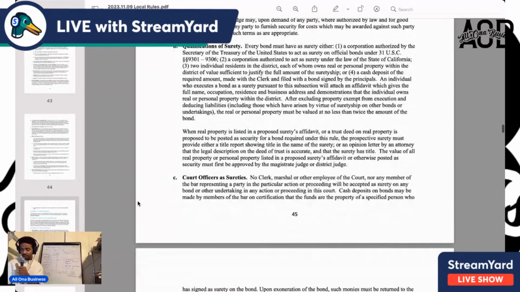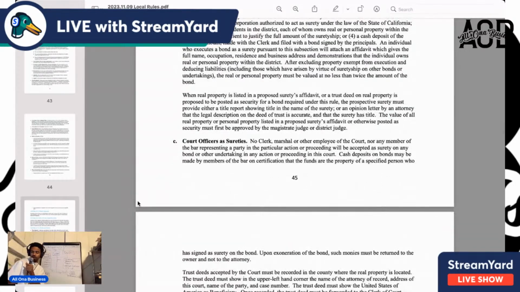Court officers as sureties: no clerk, marshal, or other employee of the court, nor any member of the bar representing a party in the particular action or proceeding will be accepted as surety on any bond or other undertaking. In any action or proceeding in this court, cash deposits on bonds may be made by members of the bar on certification that the funds are the property of a specified person who has signed as surety on the bond. Upon exoneration of the bond, such monies must be returned to the owner and not to the attorney.